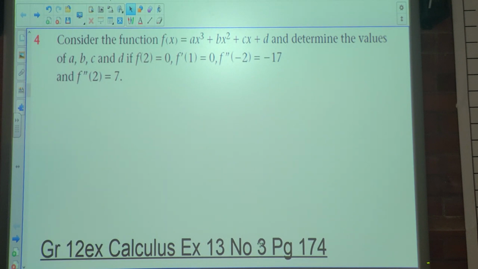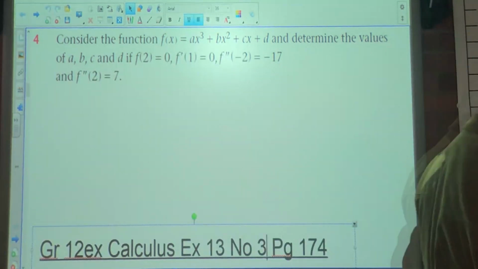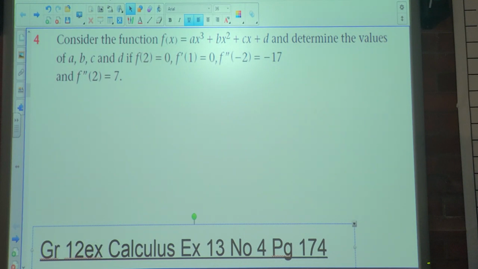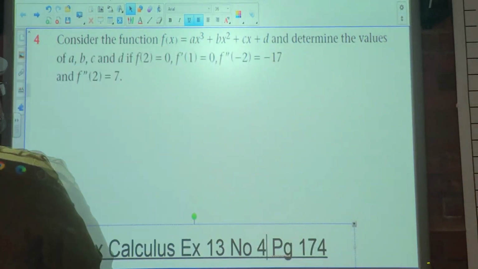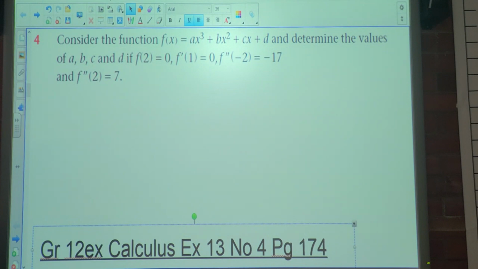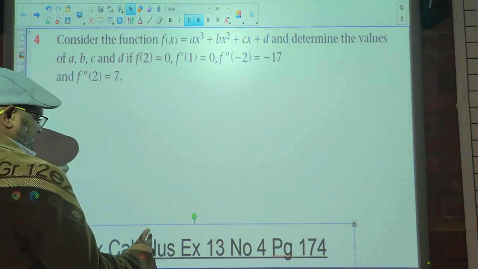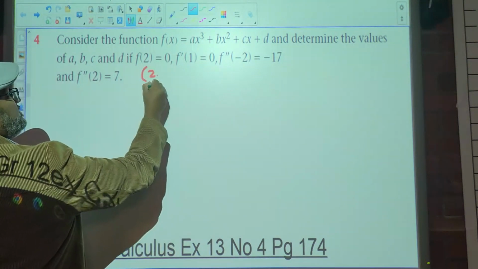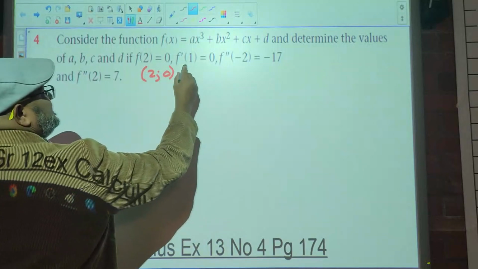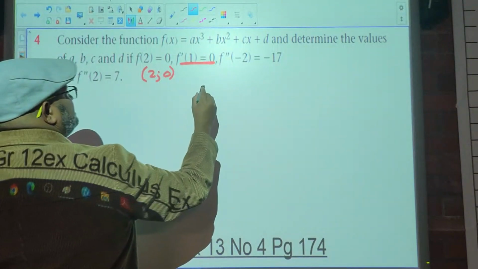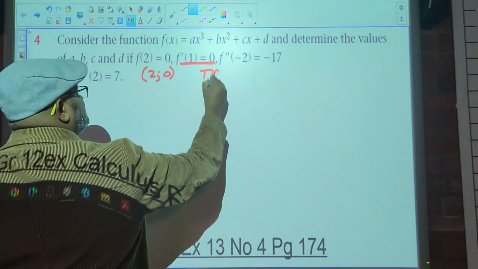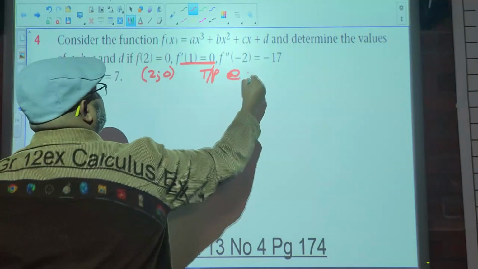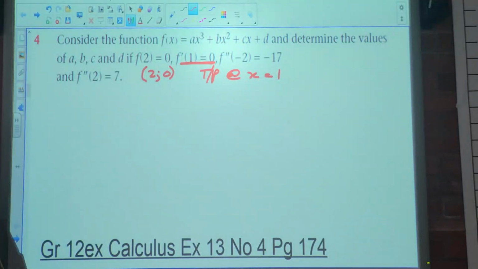Question 4 of exercise 13. We are told to consider the function f of x equal to ax cubed plus bx squared plus cx plus d, and determine the values of a, b, c, and d. If f of 2 is equal to 0, that means there's a coordinate (2, 0). This is f dash x, so this has a turning point at x is equal to 1. That's basically what it means.